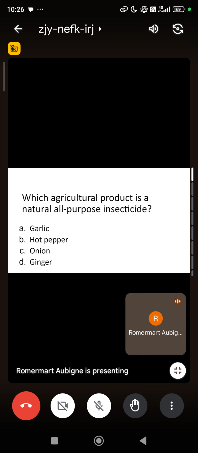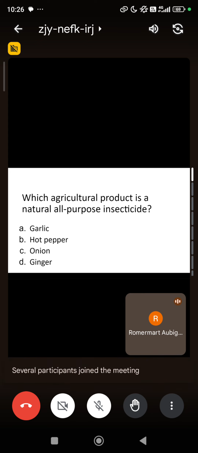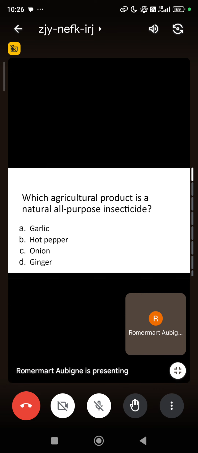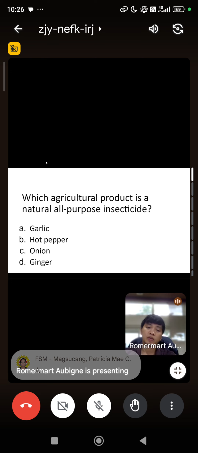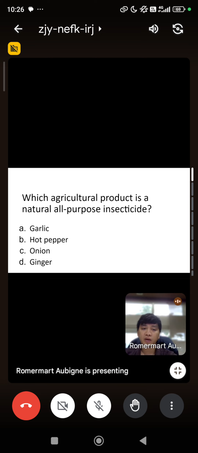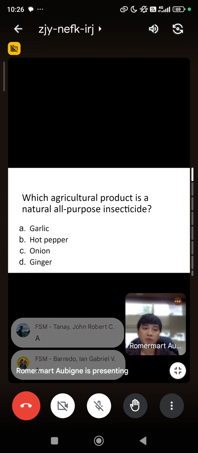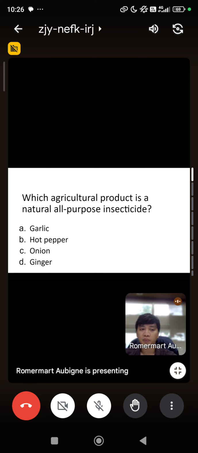Next, which agricultural product is a natural all-purpose insecticide? A. Garlic. B. Hot pepper. C. Onion. D. Ginger. Which agricultural product is a natural all-purpose insecticide? Sagot po natin. A. Garlic. B. Hot pepper. C. Onion. D. Ginger. The answer is hot pepper.